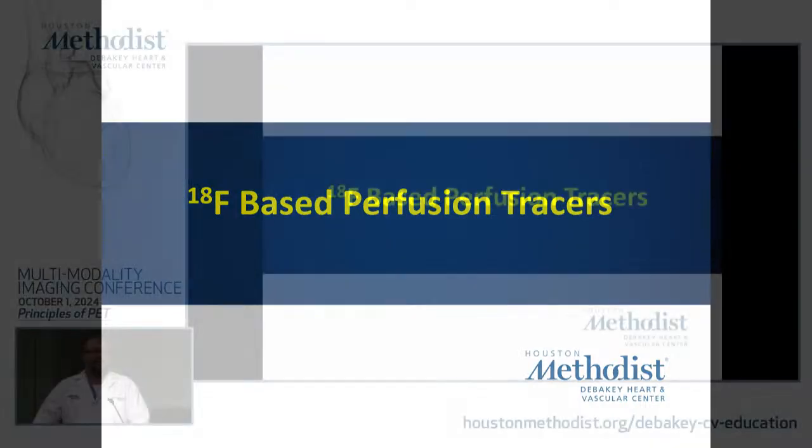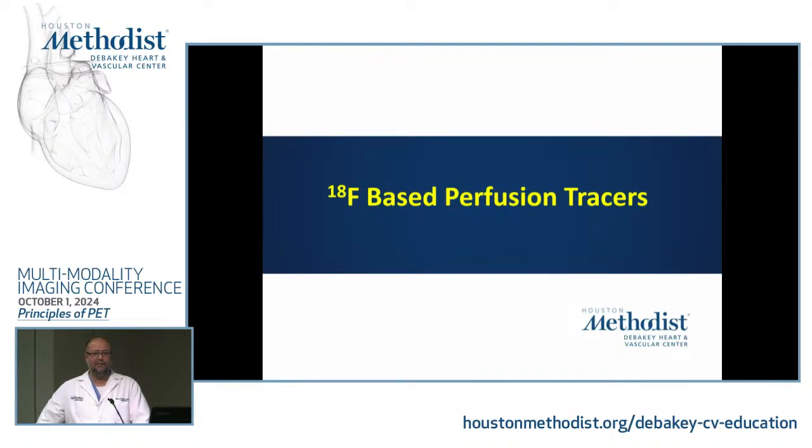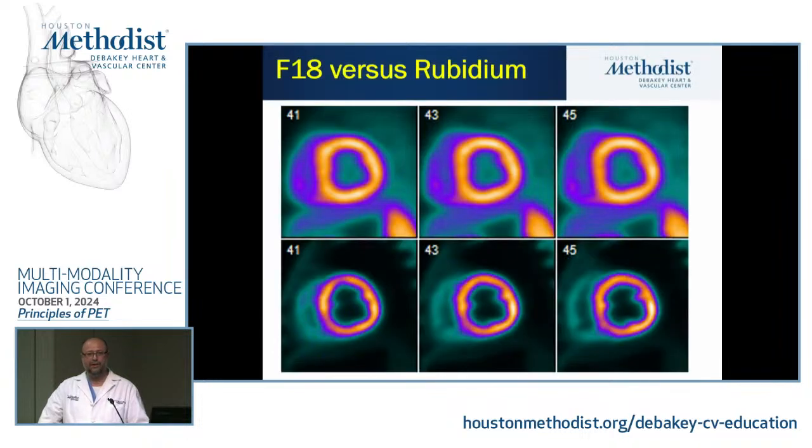We've been waiting for this new tracer for a long time, but believe it or not, now there is not only one tracer, there are 3 tracers. I'll start from the least developed to the most developed. First of all, this is how F-18 images look compared to rubidium. We have better spatial resolution with F-18, so you can even appreciate the papillary muscles, which you may not see very well with rubidium because of the enhanced spatial resolution.